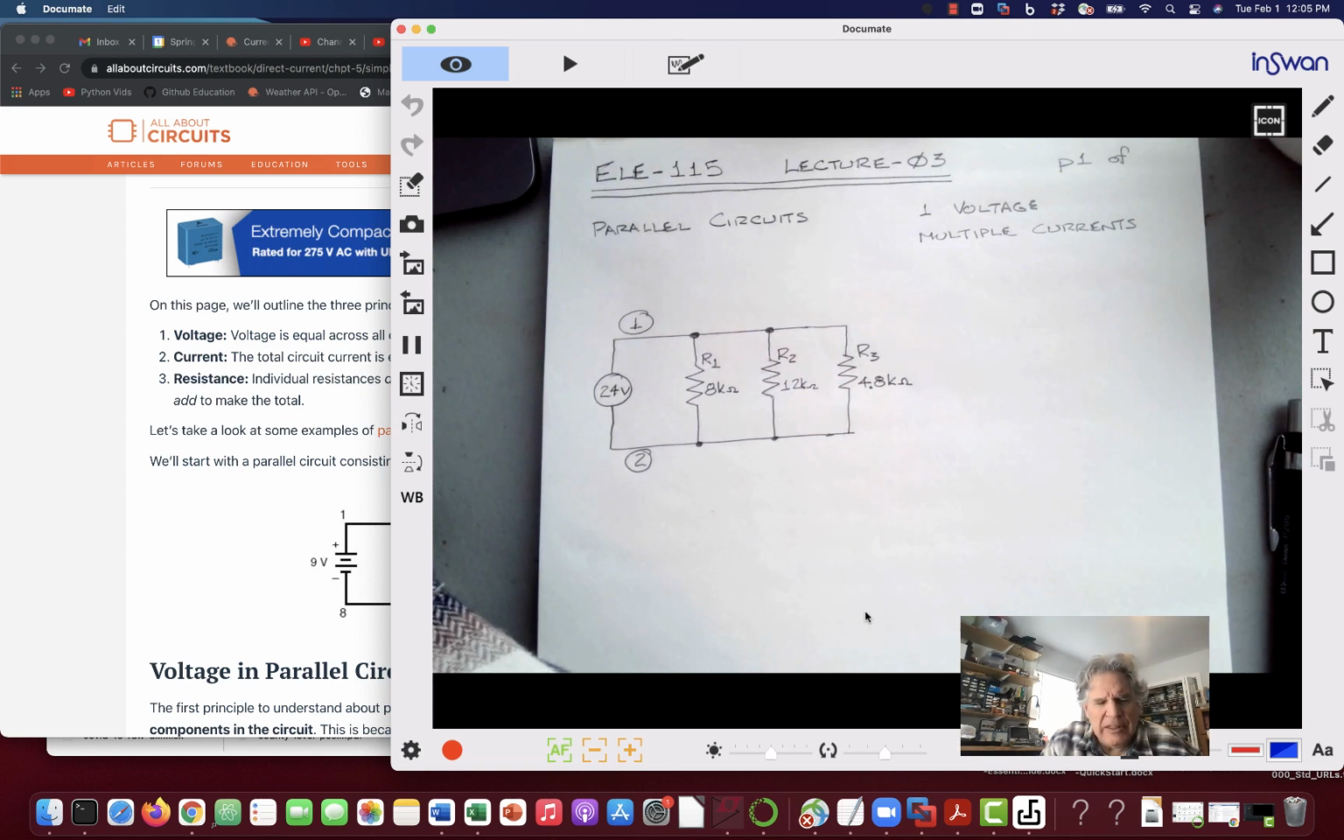Okay, this is ELE 115. We're at lecture 3 here, where we're reviewing resistive circuits from ELE 110.